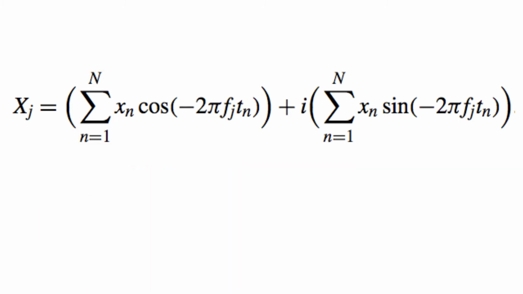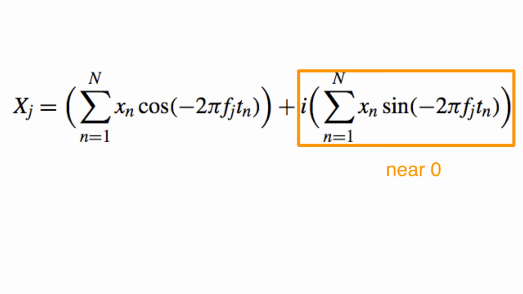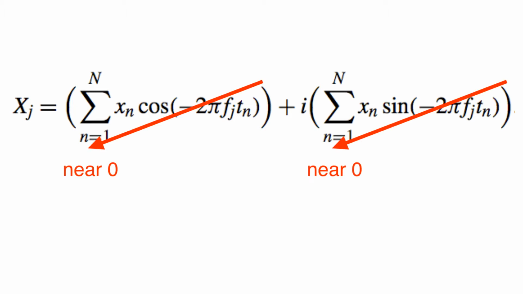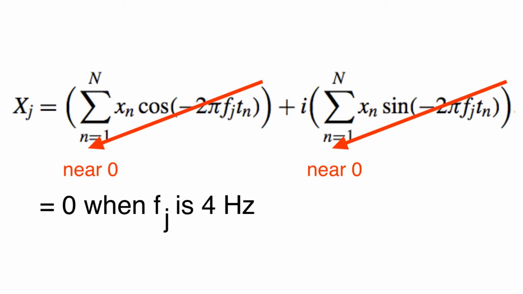Repeating this analysis for the sine function, we'll find a similar result. We therefore conclude that both the real part, the cosine term, and the imaginary part, the sine term, are small. And therefore, big X sub j is approximately 0 when f sub j is equal to 4 Hz.